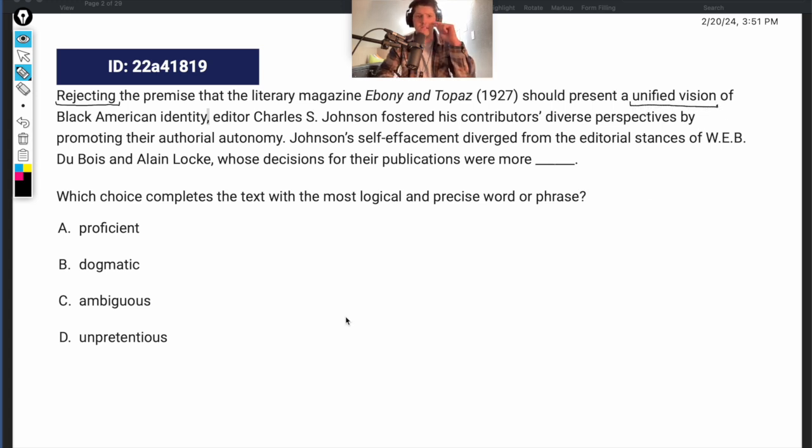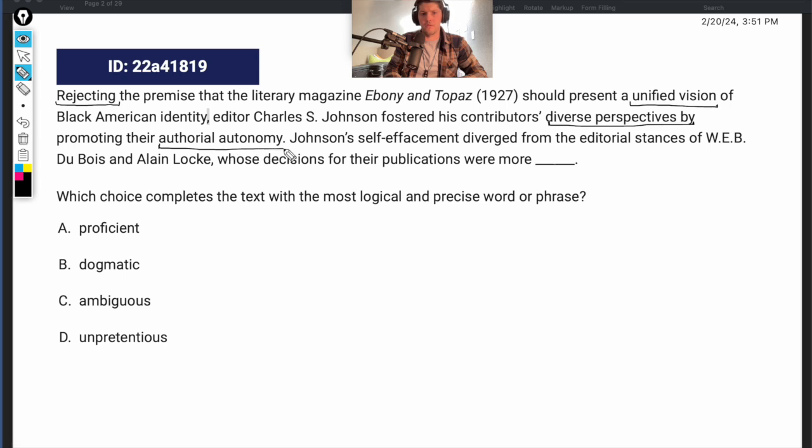Right? That seems like the key phrases. This person rejects the idea that the magazine should be unified. Okay. Charles Johnson fostered his contributors' diverse perspectives by promoting their authorial autonomy. Some good words in there. So, diverse perspectives. It's interesting the way that works with unified vision and authorial autonomy.